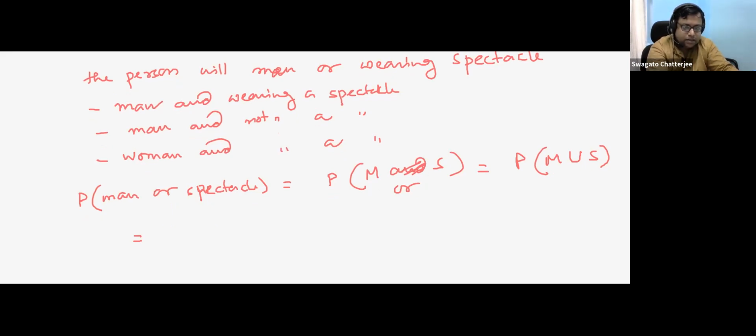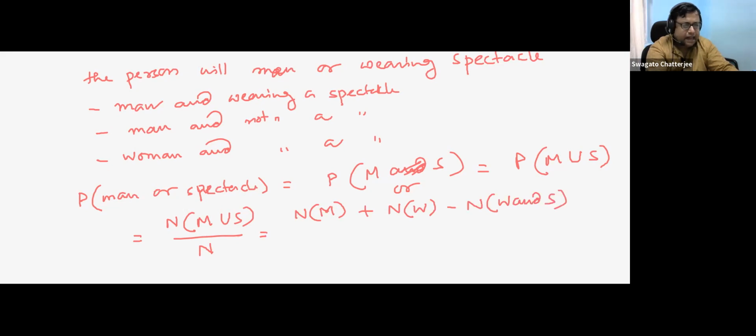Before jumping into the probability, let's write it this way. This is the number of persons M union S divided by capital N, the number of persons. Now this number of persons I break. He can be either a man, or a woman not wearing a spectacle. So who are the women not wearing a spectacle? There are some women minus the women wearing spectacle. That is the number of women who are not wearing spectacle. That divided by capital N.